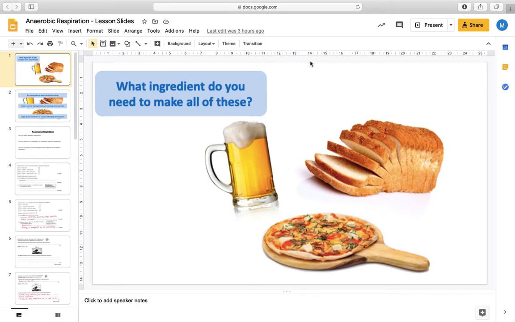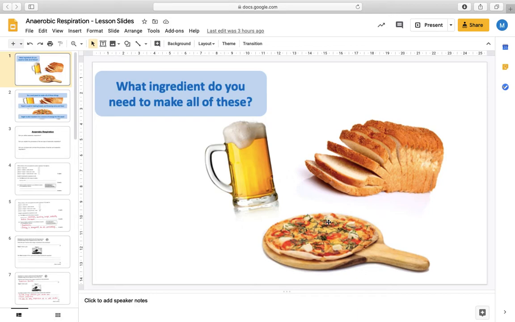Before we start today's lesson, I'd like you to have a think about the starter on the board, and the question says, what ingredients do you need to make all of these? We've got a pint of lager, we've got a loaf of bread, and we've got a pizza. Pause the video now, have a think, and press play when you're ready to go over the answers.